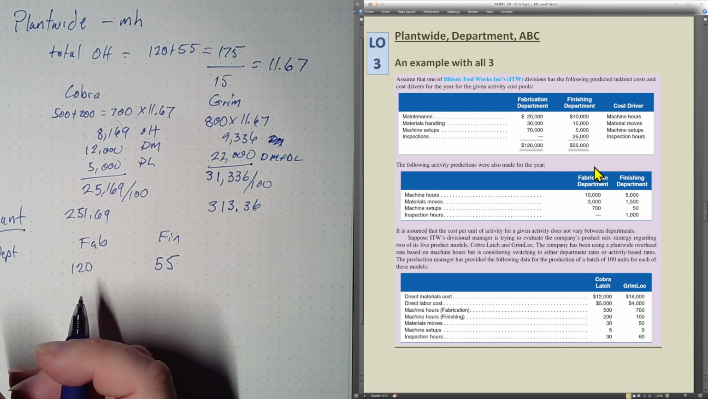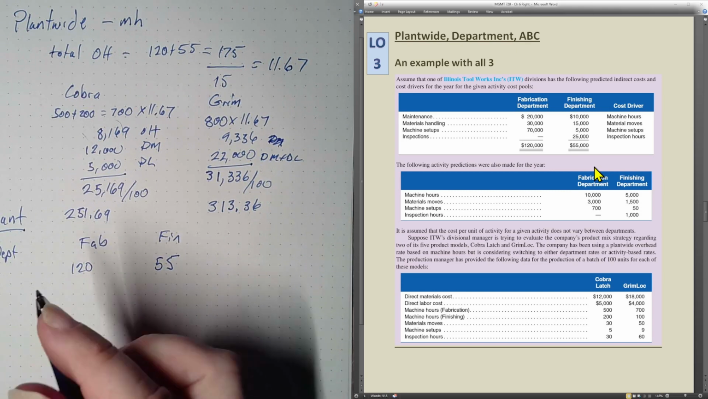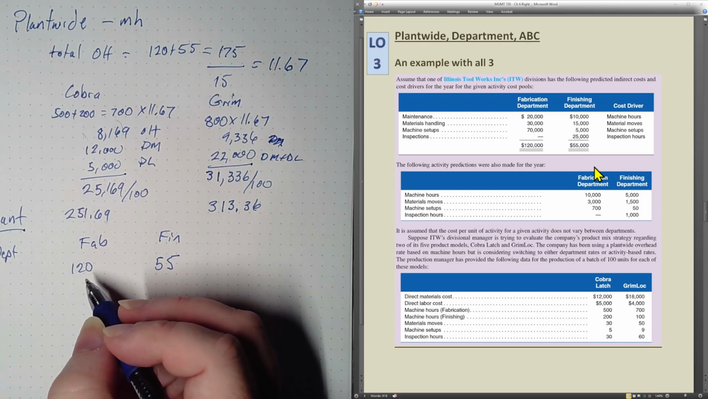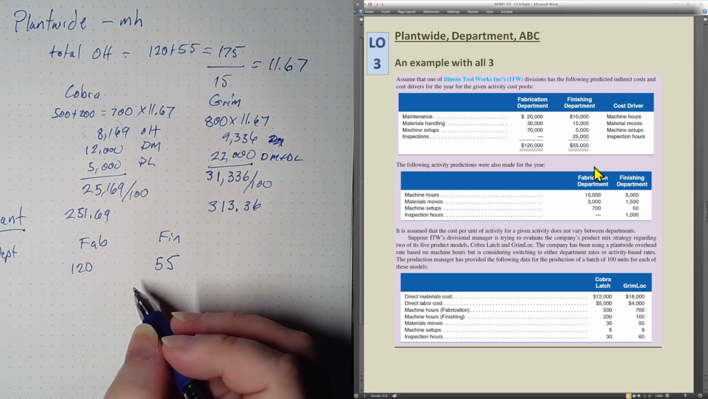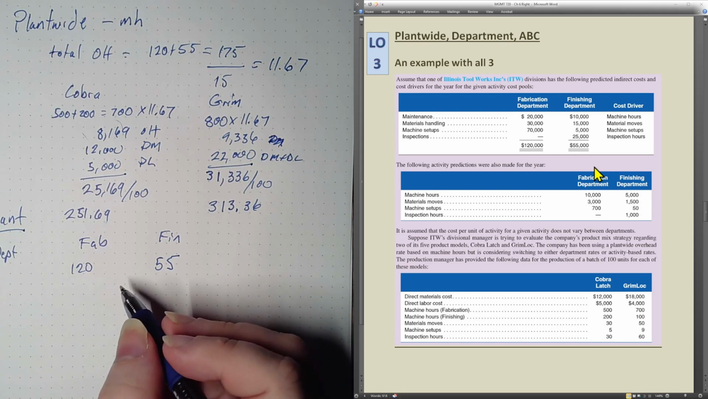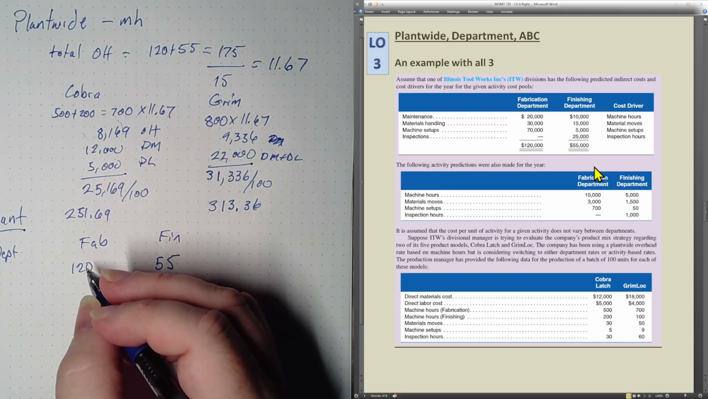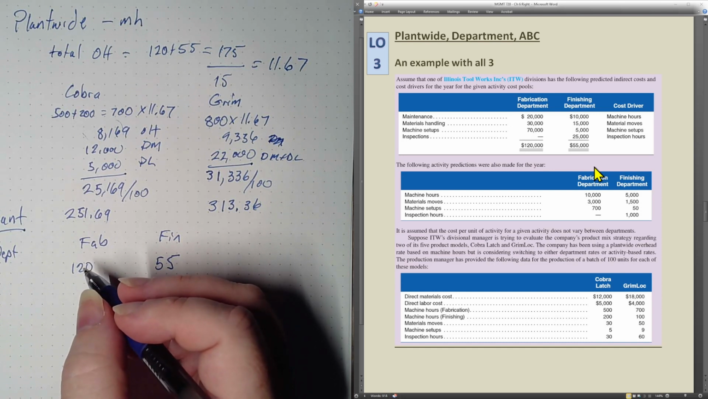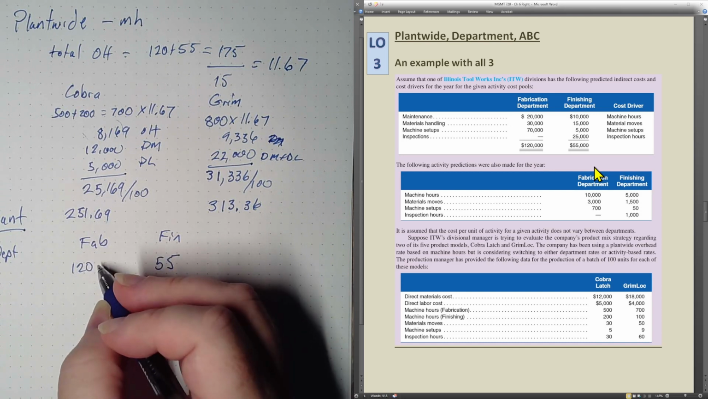And let me read here. I think this is one of the things that I thought was a little odd about this one. Typically, when we divide up in departments, each department uses a different cost driver. But it looks like they're going to use machine hours for both of these. It doesn't explicitly say, but let's go ahead and calculate it out. I think I did this yesterday, and I remember it came out that way.